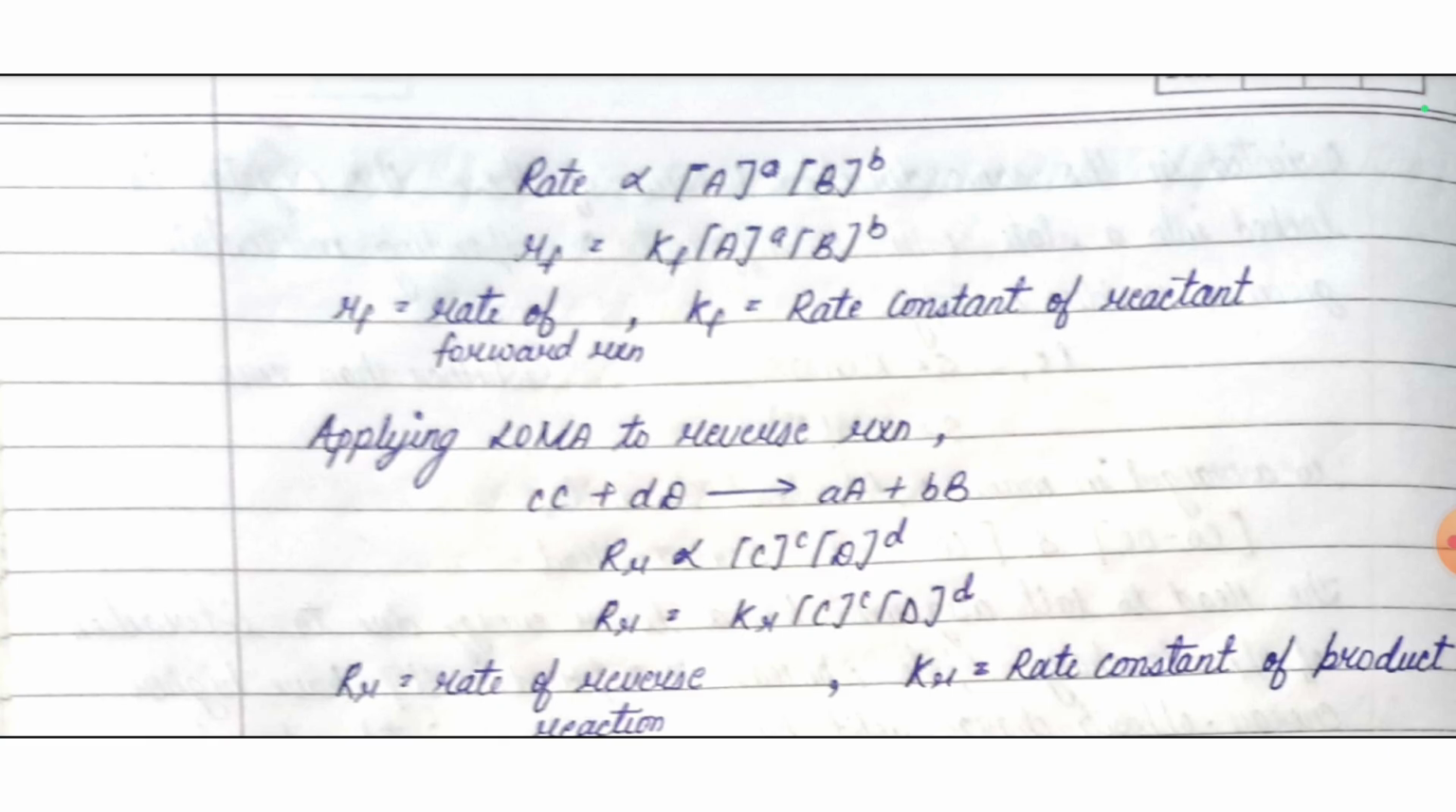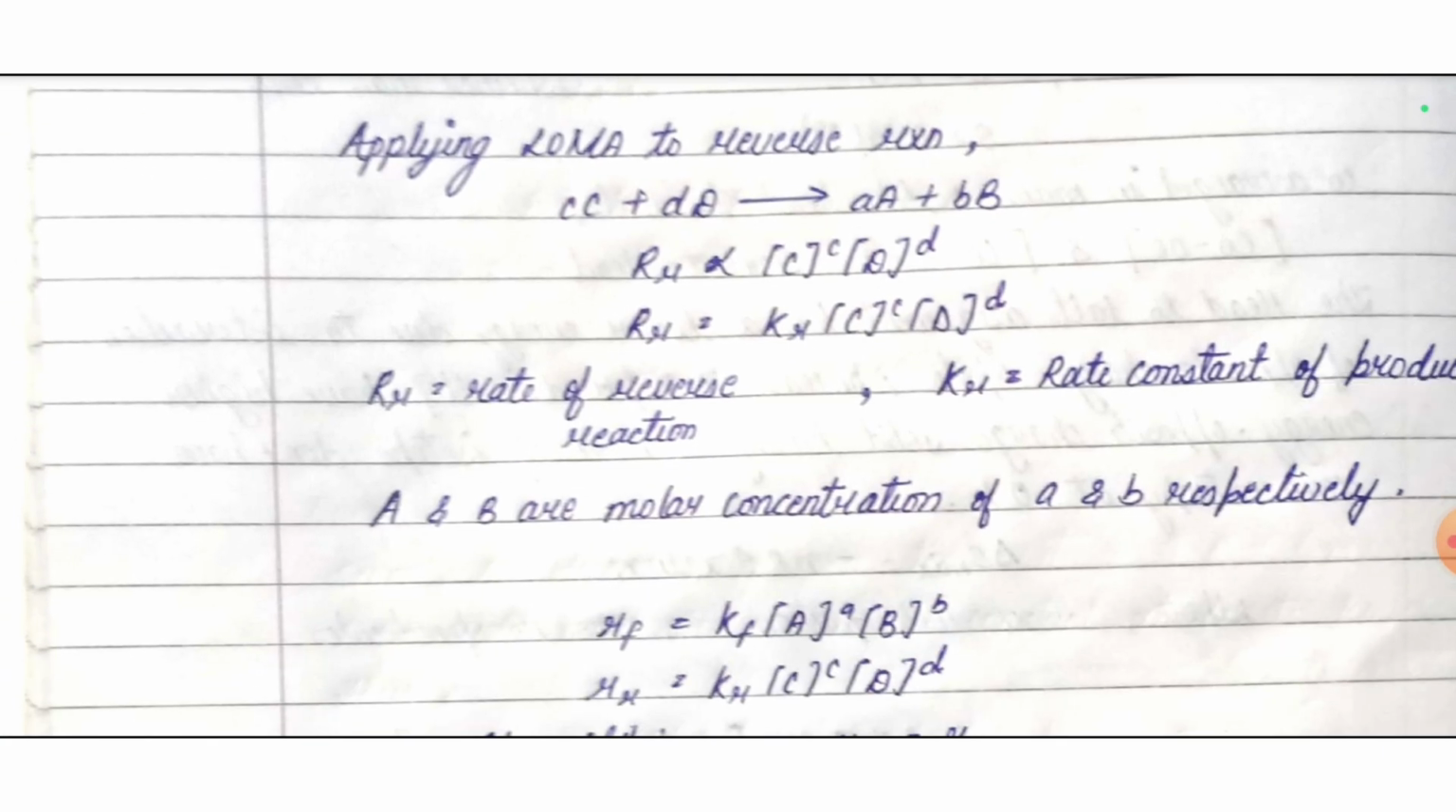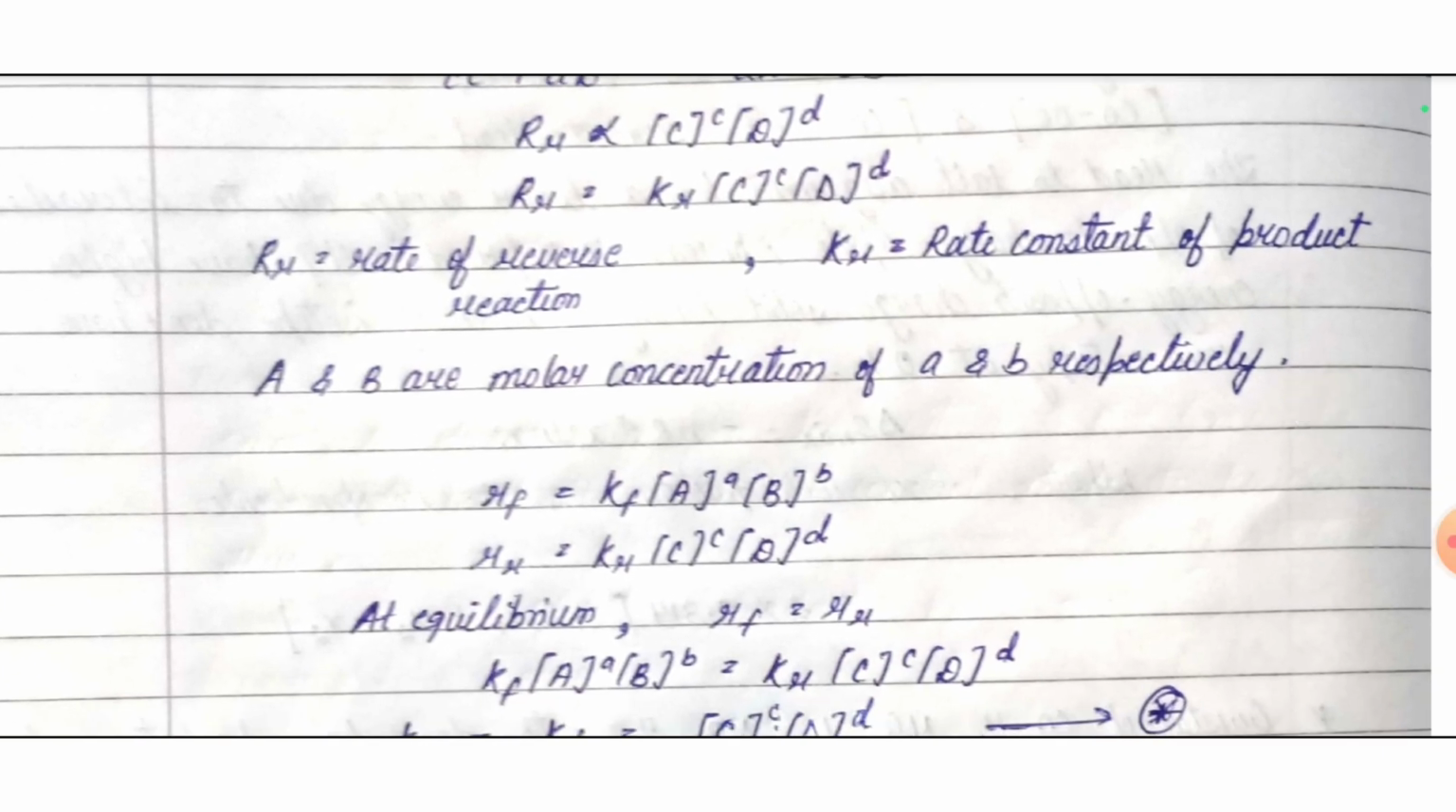Applying law of mass action to the reverse reaction, cC plus dD gives out aA plus bB. So Rr is directly proportional to the concentration of C raised to the power c, concentration of D raised to the power d. So Rr is equal to Kr times concentration of C raised to the power c, concentration of D raised to the power d. Rr is the rate of reverse reaction and Kr is the rate constant of the product. A and B are the molar concentrations of A and B respectively.